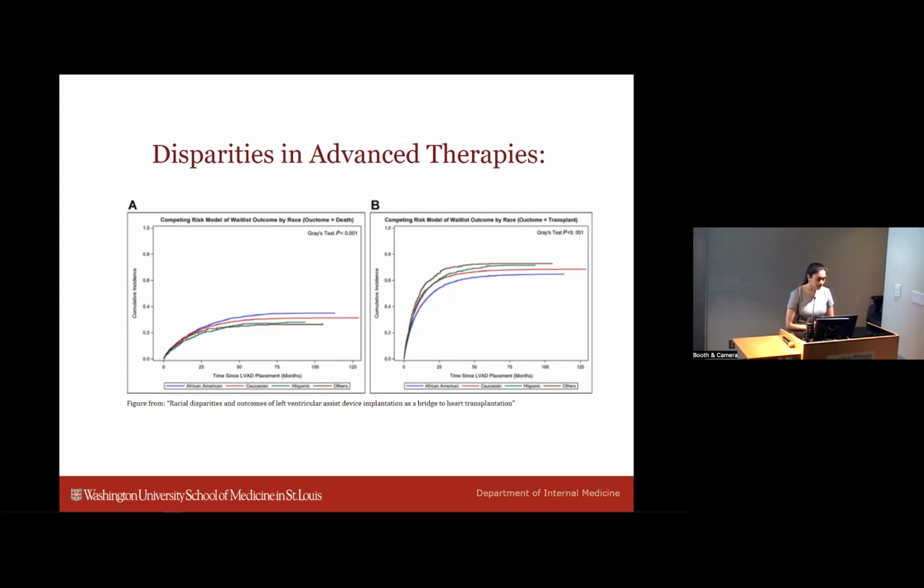In the figure, it is clear from graph A that African Americans, depicted in the blue line, have a greater incidence of delisting or death because of lower rates of LVAD implementation or heart transplantation. And in graph E, it's depicted that the outcome of being transplanted is lower, the lowest in the African American population.